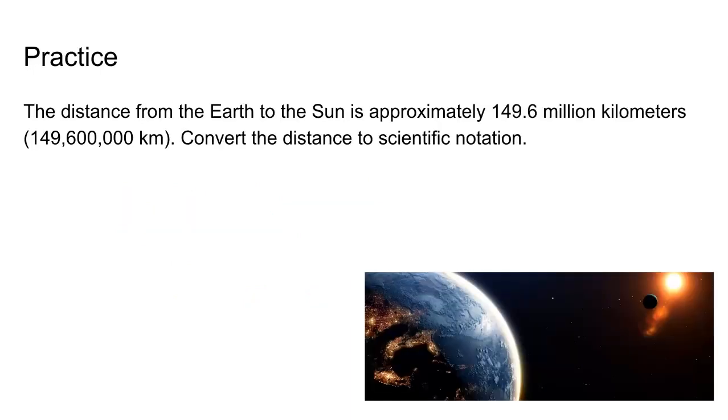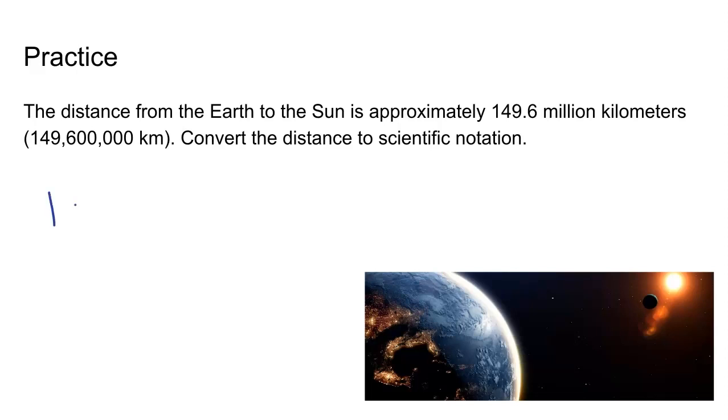Now it's time for more practice. Pause the video and solve the word problem. And when you found your answer, click play. The distance from the Earth to the Sun is approximately 149.6 million kilometers. Convert the distance to scientific notation.